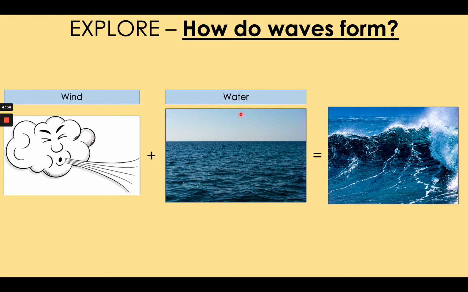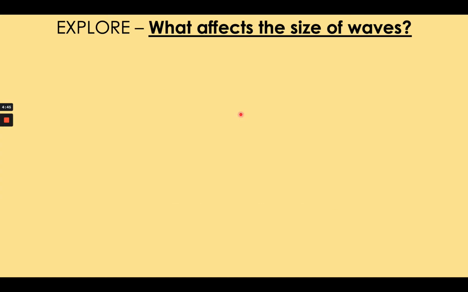Like this. So it is the wind and the friction between the wind and the surface of the water that creates waves. Key idea. Please make sure you've written that. Not all waves are the same size though. Subtitle, underline it, go.